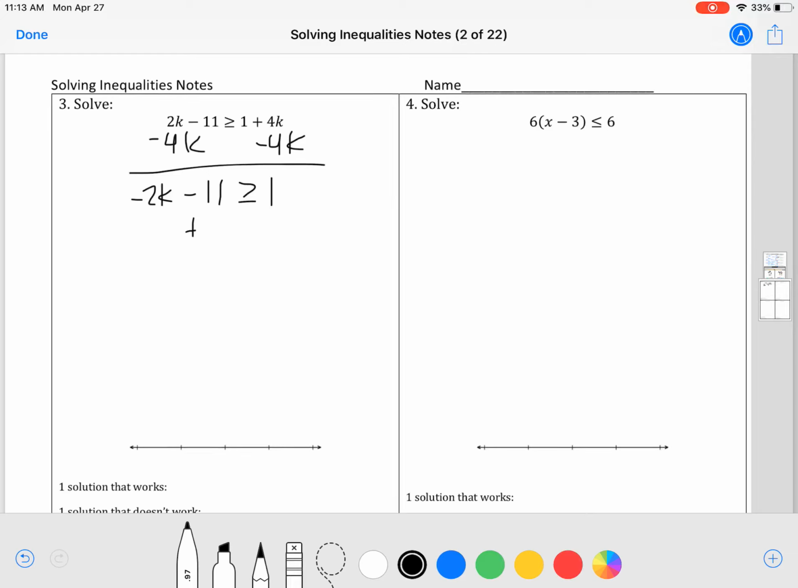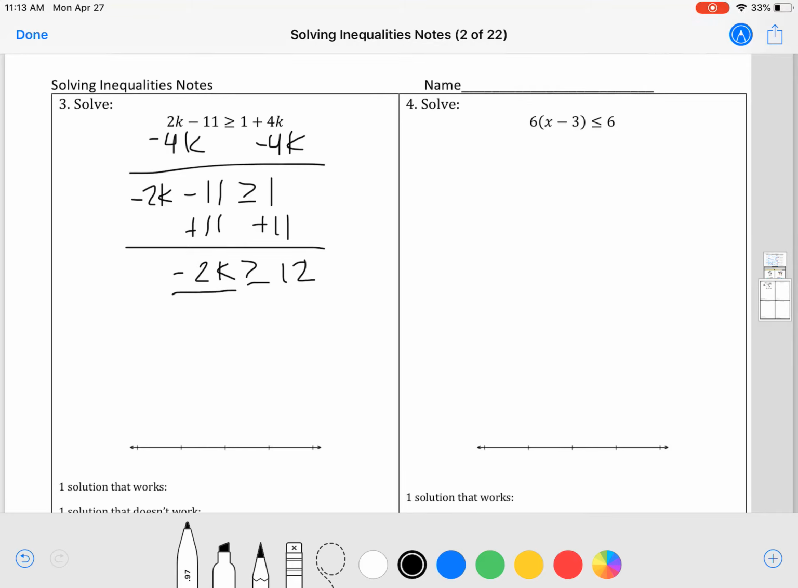Now I'm just solving this thing like I know how. I'm going to add 12 to both sides. Add 12 to both sides. It's going to be a negative 2k. Why did I add 12? Miss G, what is up? I'm adding 11. There you go. This is going to get me 12.